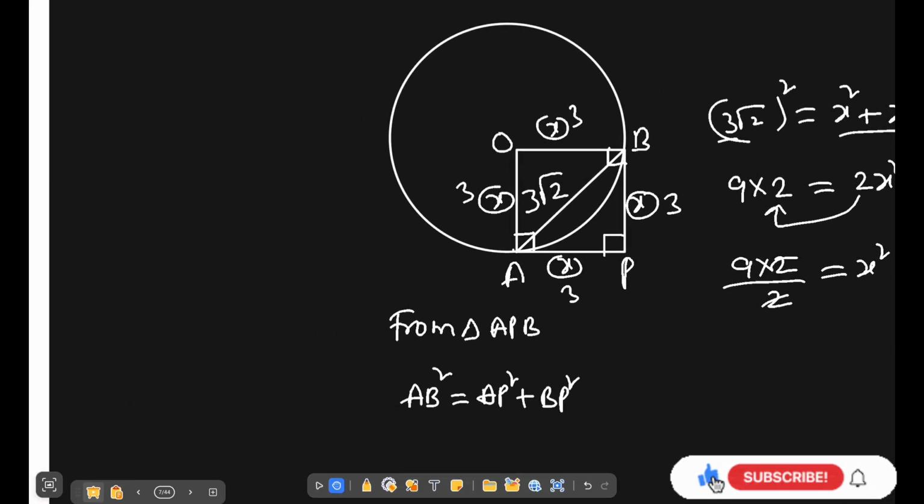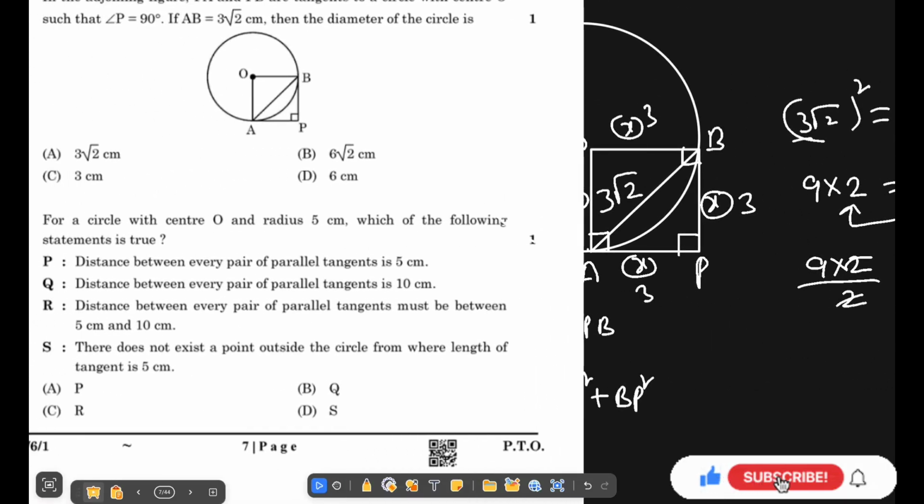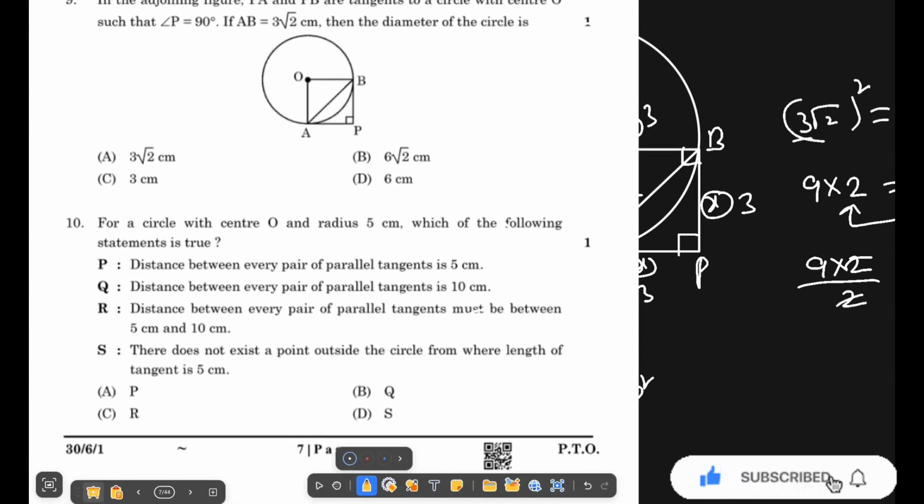Let's see which option has this one. Option D is the right answer.